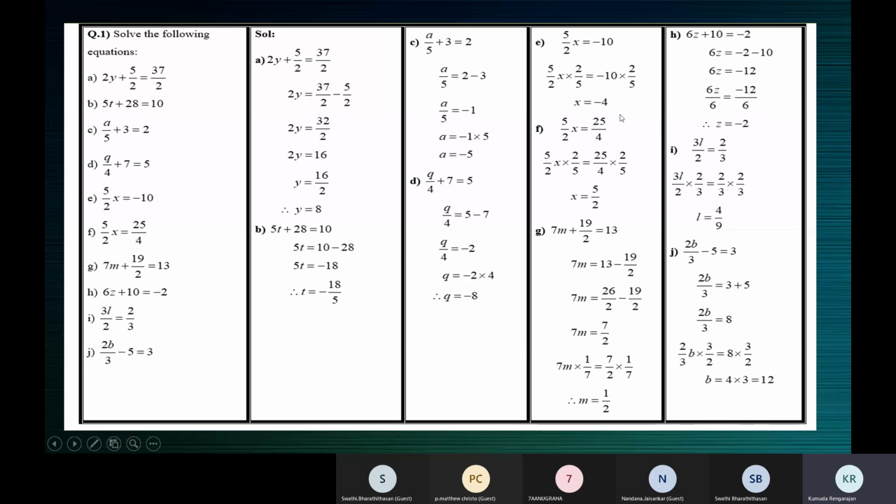When we multiply minus 12 into plus 6, 12 sixes are 72, minus into plus, minus 72. Same thing here, 12 divided by 6 is 2, and minus divided by plus is minus. So z is equal to minus 2.